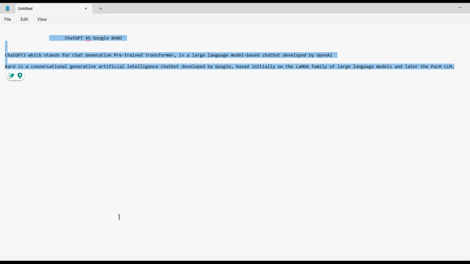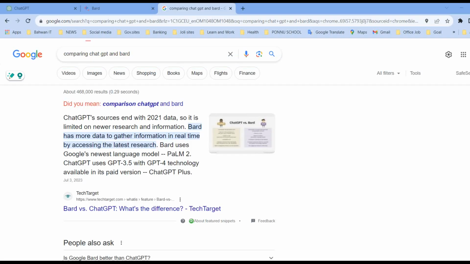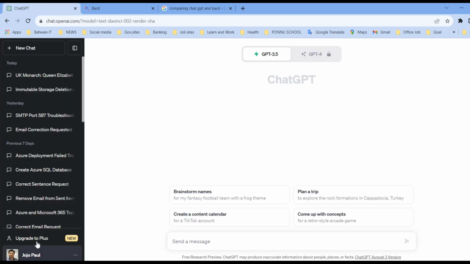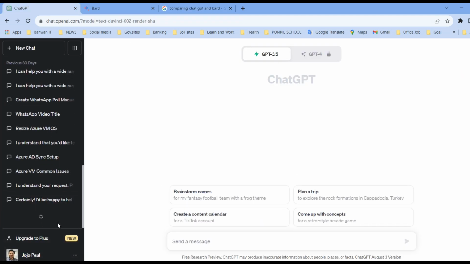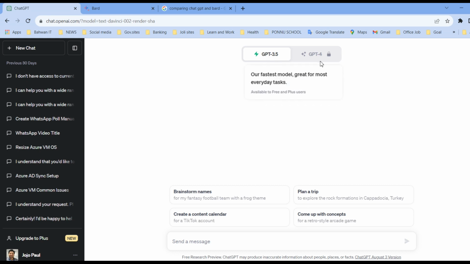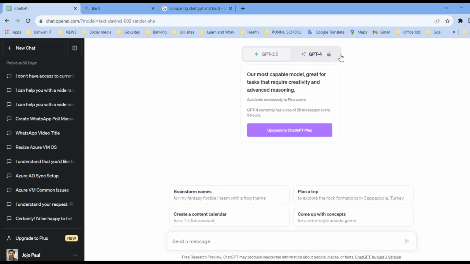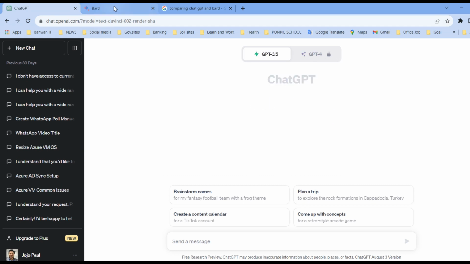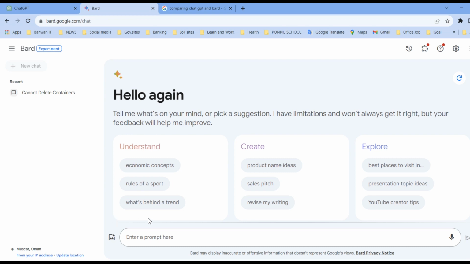We will be asking certain questions to ChatGPT and seeing what answer we get, and the same question we'll ask Google BARD, and we will be comparing how they work. I mean, not which is good or which is bad, but we will be comparing both. ChatGPT has two versions: the free one, which is 3.5, and GPT-4, which is paid. But BARD is completely free.